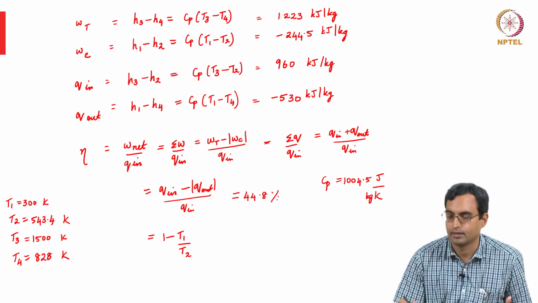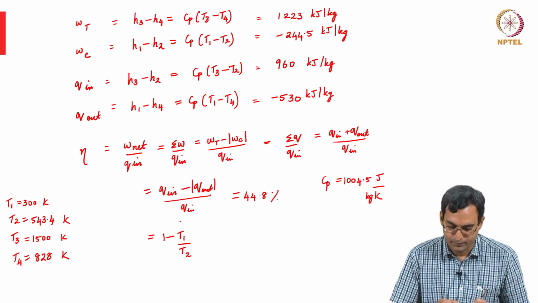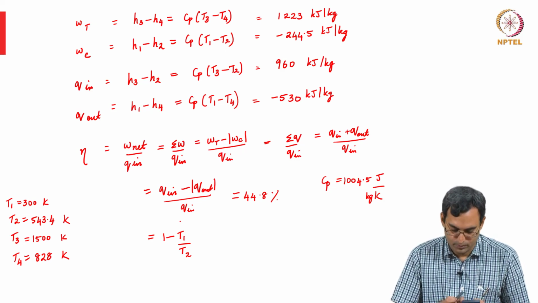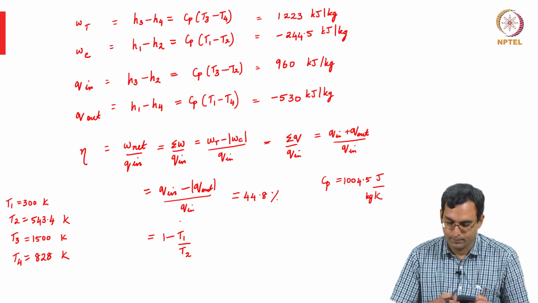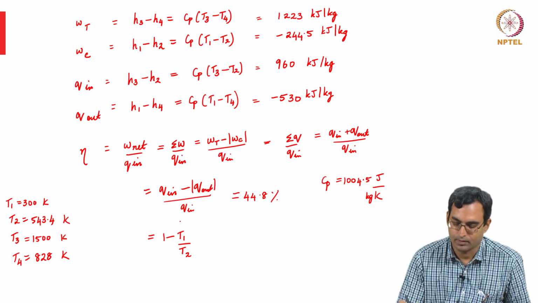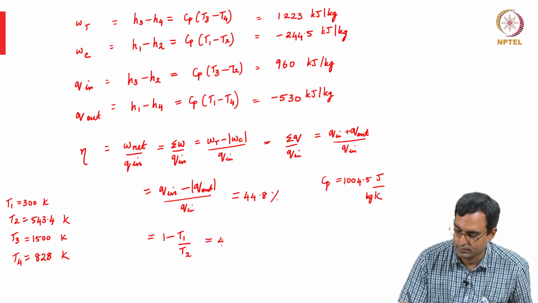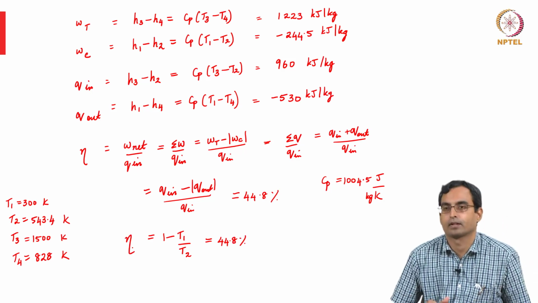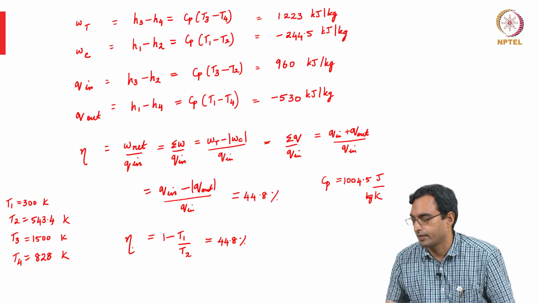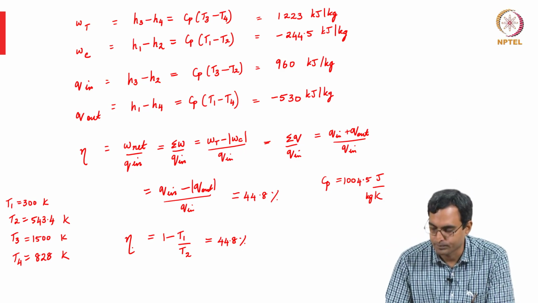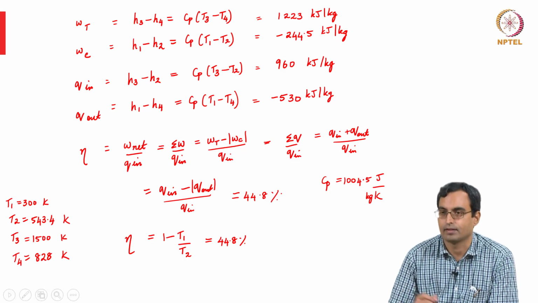44.8%. If I do this, I have T1 is 300 divided by T2 is 543.4, and I have to subtract this from 1, which also gives me a value of 44.8%. So I can find this in many ways, and all of them give me the same answer. It was 44.79 in both these cases. I just rounded off to 44.8.